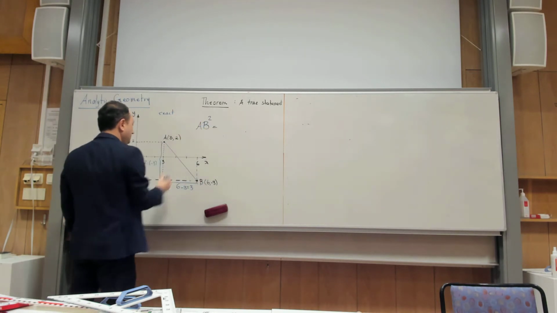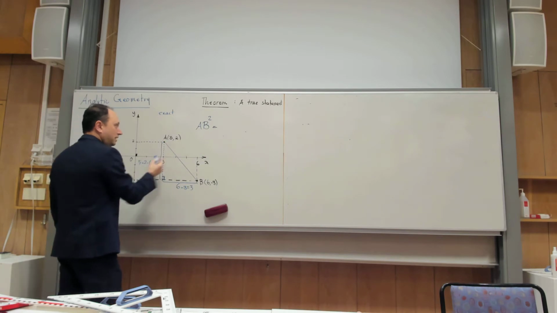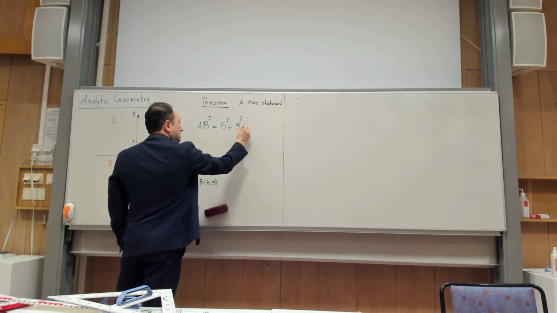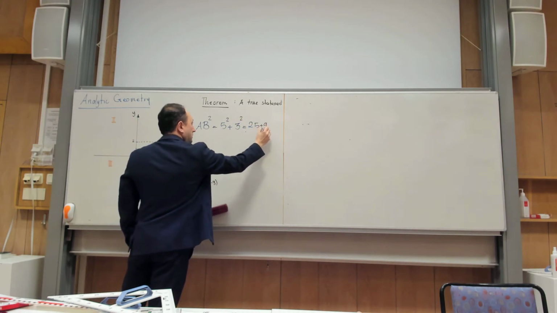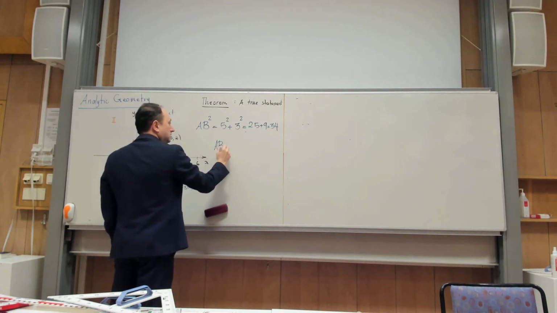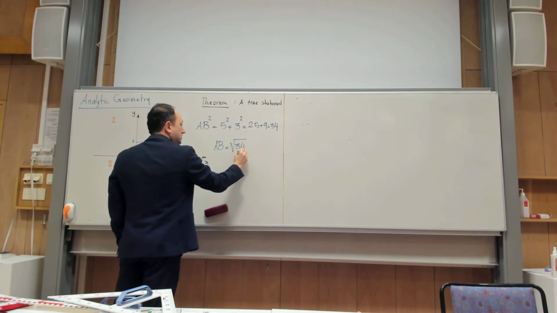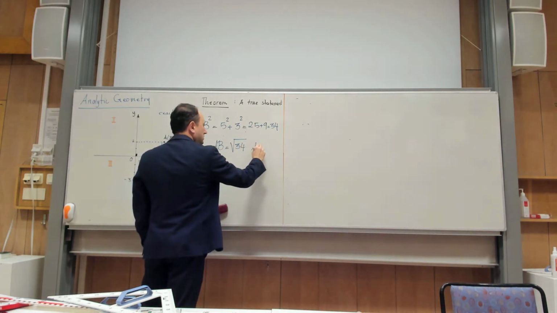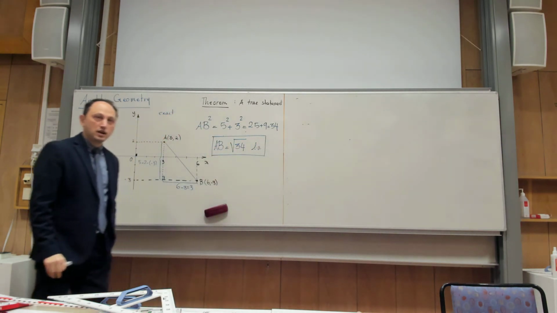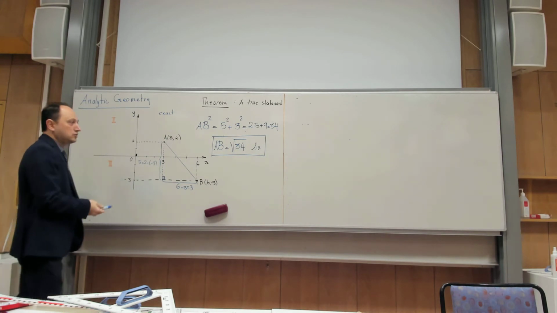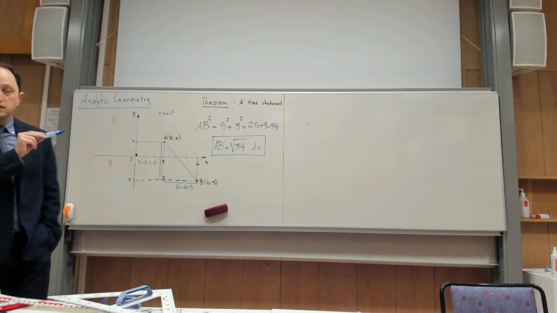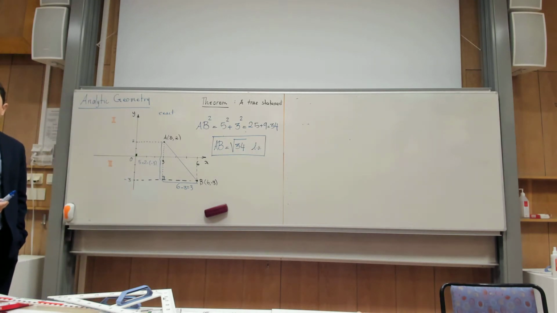So AB squared becomes what? 5 to the power of 2 plus 3 to the power of 2, which is 25 plus 9, which is 34. But then I want to find AB. So what is AB? AB is the square root of 34 length units. Yes? Exactly. And I mean exactly, you have to keep it like this. Otherwise, if I tell you the answer to 1 or 2 decimal points, then you have to calculate it using the calculator. But this is the point that I want you to stop at if I ask you this.